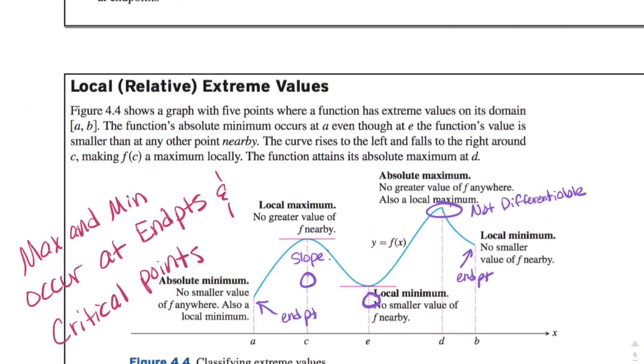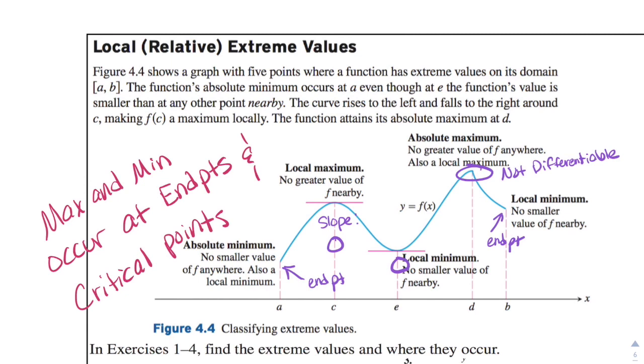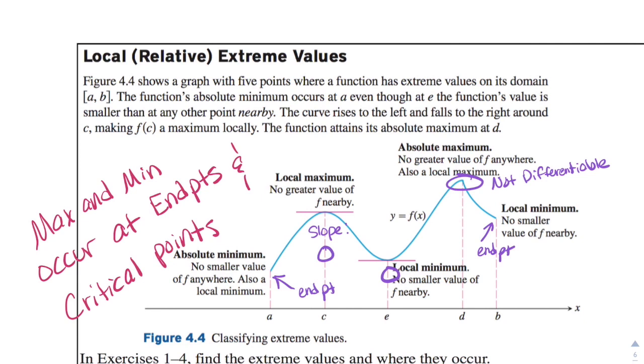Remember that maximums and minimums occur at two locations: endpoints or critical points. And critical points are composed of locations where the derivative is zero or where the derivative does not exist. So if you made a flow chart, it would go into critical points, and critical points would flow into zero, a slope of zero, or a location where the function is not differentiable.